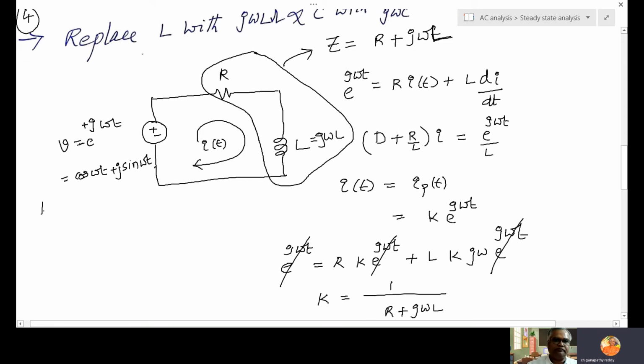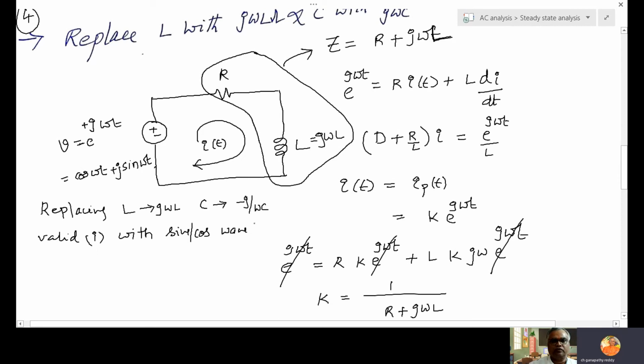So, replacing L with j omega L, C with minus j by omega C, is valid under the first condition, with sine or cos waveforms. Second, valid in steady state only.